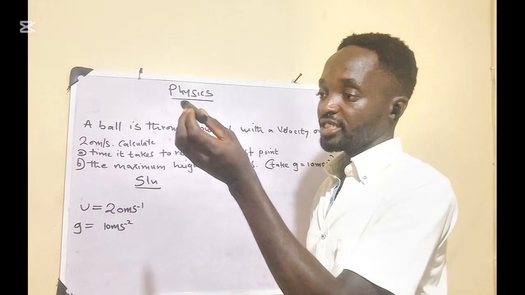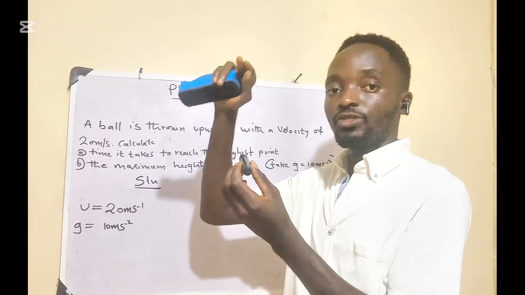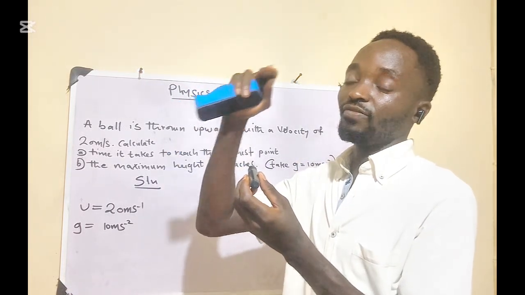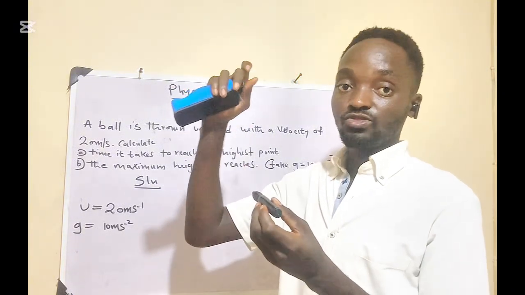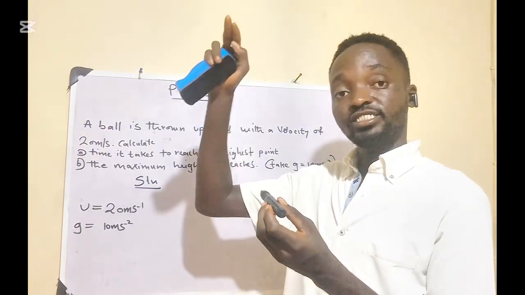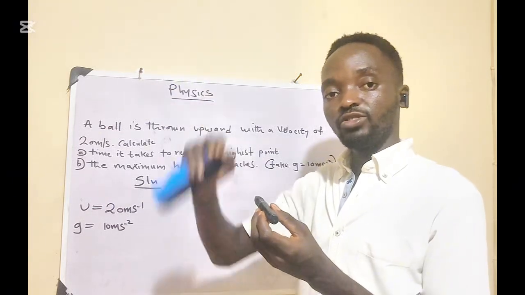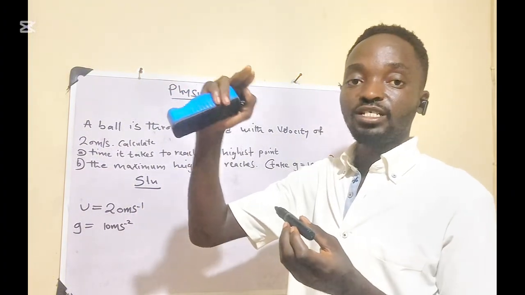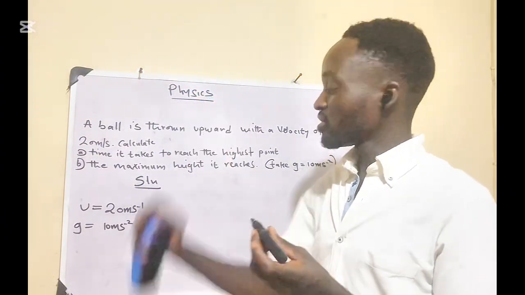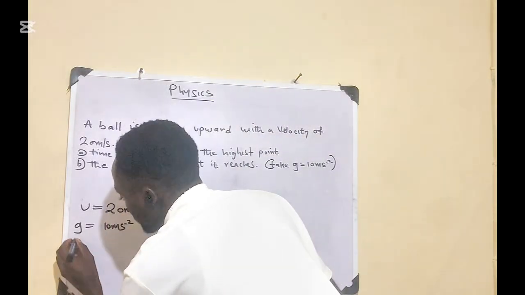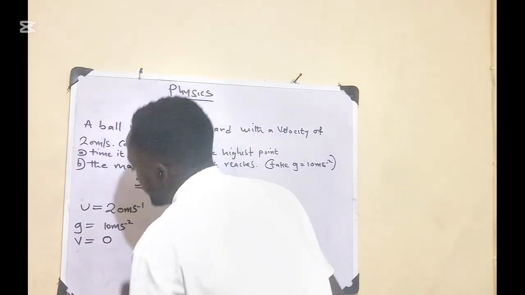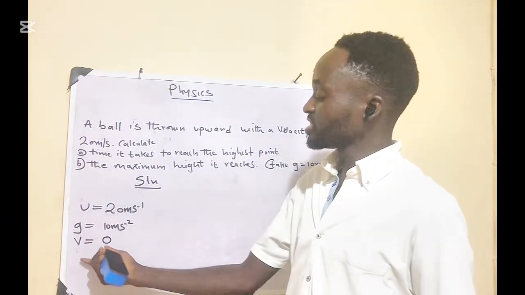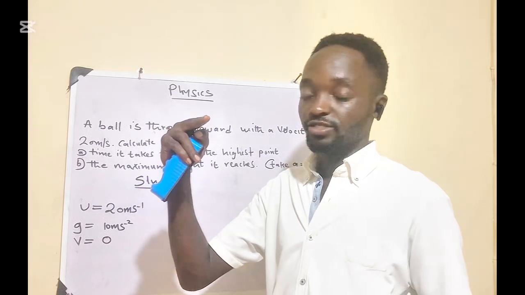By the time I throw it with a certain velocity, the highest point that it's going to reach before it will start falling down, at that place the final velocity is going to be 0, because the object has reached its highest point, and then it will begin to come down. So the final velocity at the highest point is going to be 0, because we have been asked to find the time it takes to reach that highest point.